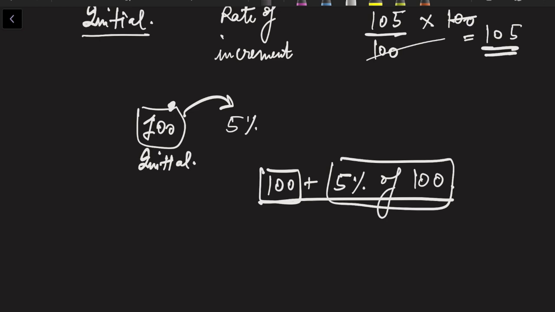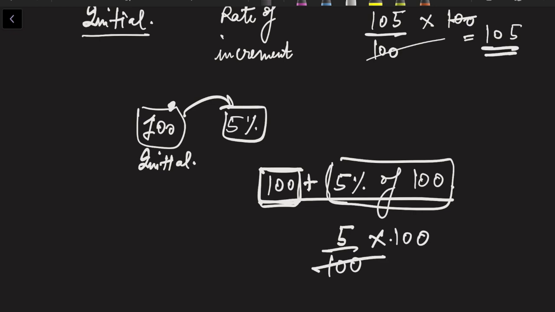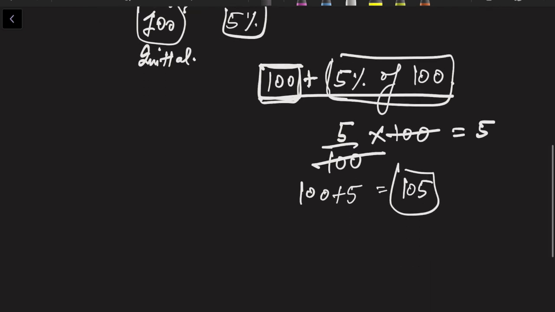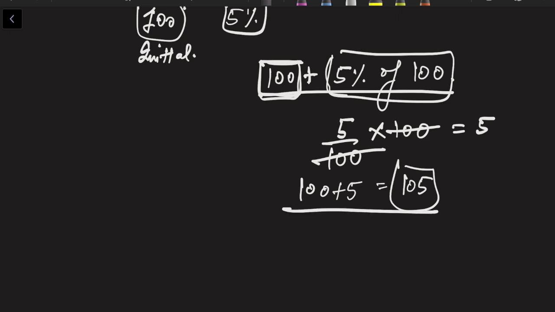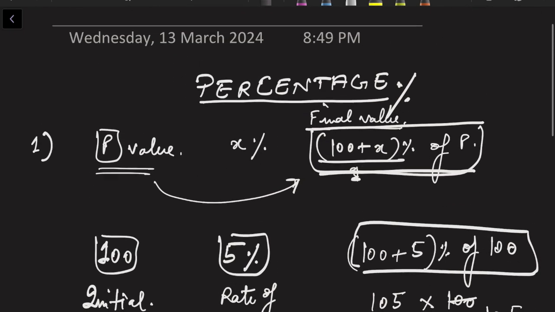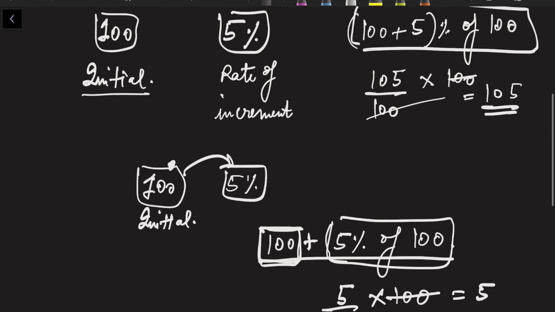So the 100 shall be there, 100 has to be there. But there has to be something else too. That 5%, the 5% of 100, has to be there too. That is why we added 5% of 100. And 5% of 100 is 5 by 100 into 100, so 5. So 100 plus 5 is equal to 105. This is how we got this formula, 100 plus X percent of P.